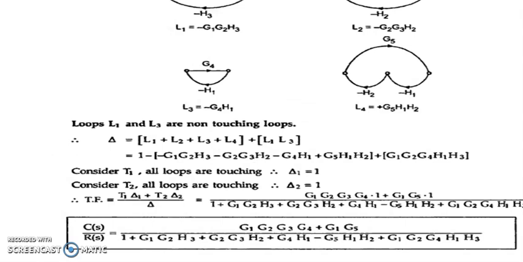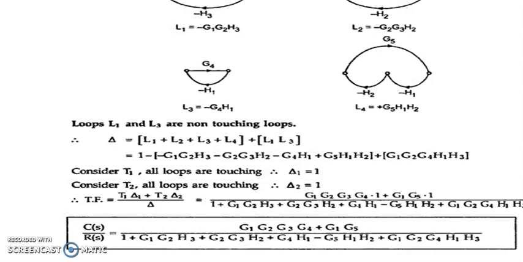So what are the feedback loops? L1, G1, G2 into minus H3, G2, G3 into minus H2, G4 into minus H1, G5, H1 into H2. This is a tricky example because there is a possibility of missing out L4. Now we found out delta is equal to L1 plus L2 plus L3 plus L4, L1, L3.